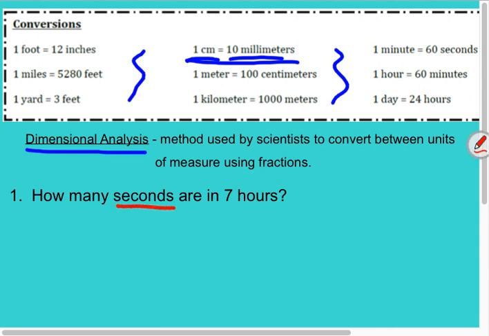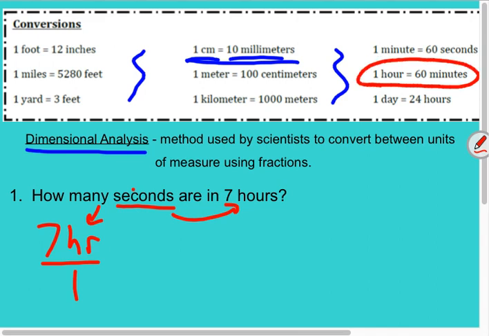How many seconds are there in 7 hours? We're just using time. We're not using distance here. We're just using one fraction here. So we're going to go 7 hours over, let's try that again, 7 hours, just over 1, just to write it as a fraction. Now we want to convert hours right here to seconds. But first, in between hours and seconds is minutes. So we're going to convert from hours to minutes first of all.